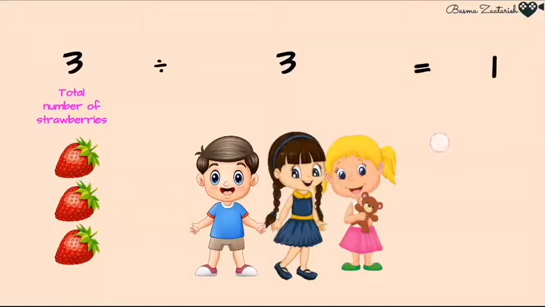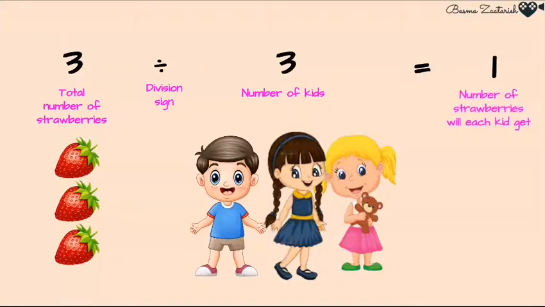So 3 is the total number of strawberries. And this is a division sign, the division sign. And 3 is the number of the kids. The answer is the number of strawberries each kid will get.